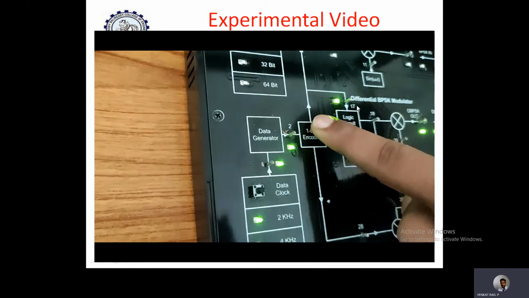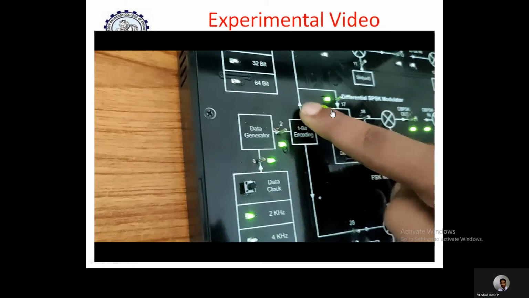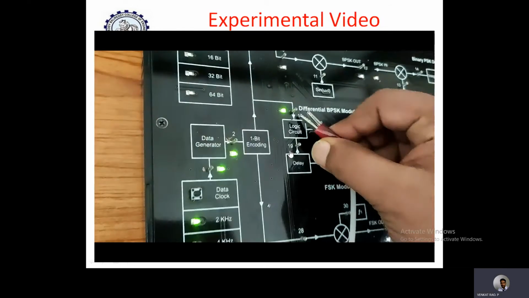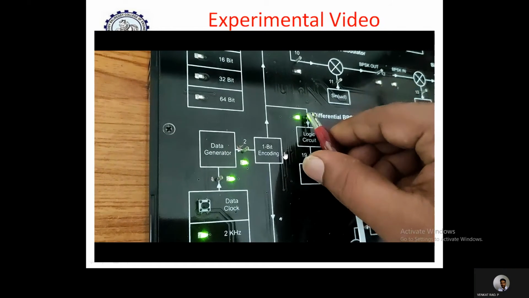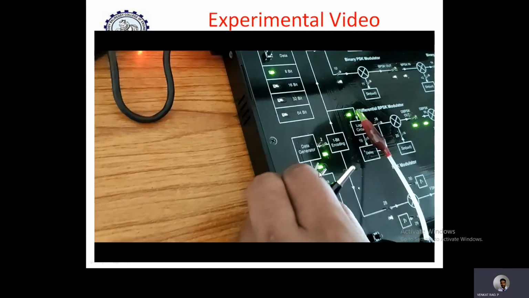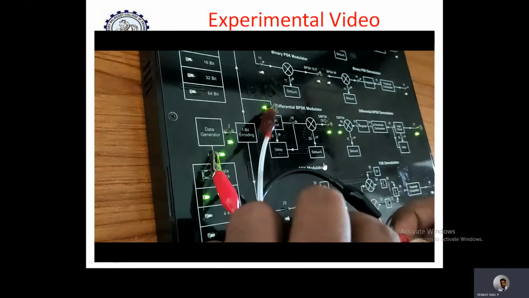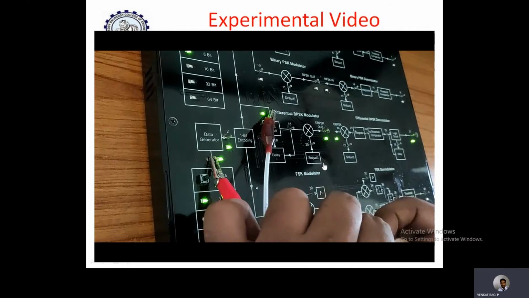For example, if you observe, this is a DPSK generation. At this particular pin, if you observe the CRO, you can observe the original input data, that is 8-bit data. Here I'm connecting the CRO probe, and also another CRO probe is connected to the clock in order to compare the data with the clock, and the remaining probe is connected to ground.